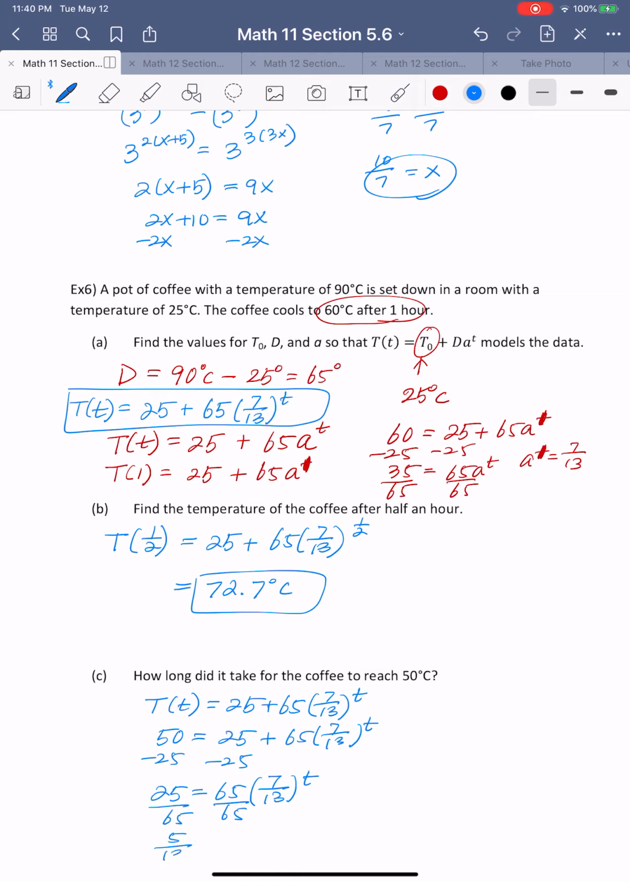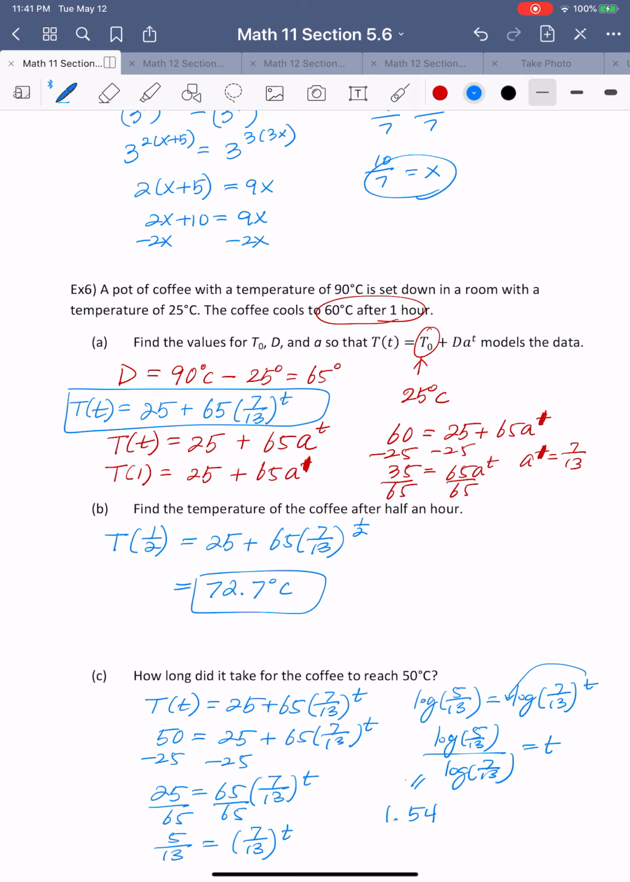I got 5/13 equals (7/13) to the t power. Then put the log on both sides: log of 5/13 equals log of (7/13)^t, and you can bring the t down in front. So t is equal to log of 5/13 over log of 7/13, which comes out as 1.54 hours. So the temperature of the coffee reaches 50 degrees after 1.54 hours.